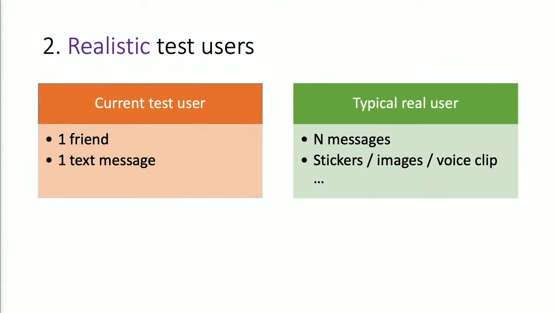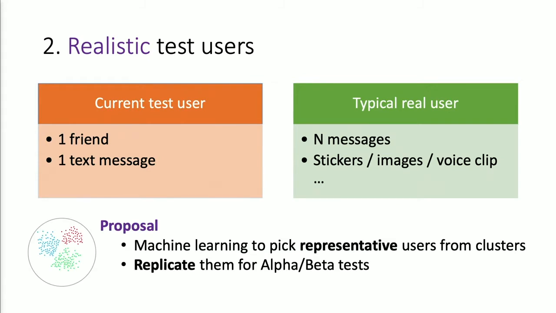A typical real user may have n messages sent and received, and they may send stickers, images. You have to do these things to set up your test user so that you can capture these. But there are so many users in the world, like 2 billion users on Facebook, so how can we get them? Well, one proposal is to use machine learning. Let's pick some representative data from all the users, and then replicate them so that we have more realistic alpha and beta test users.